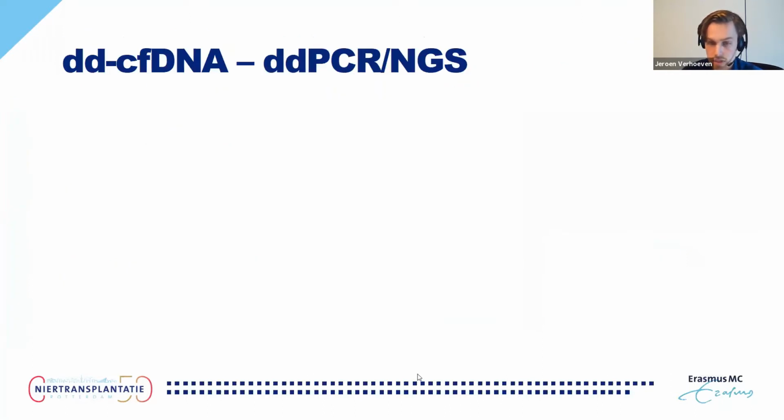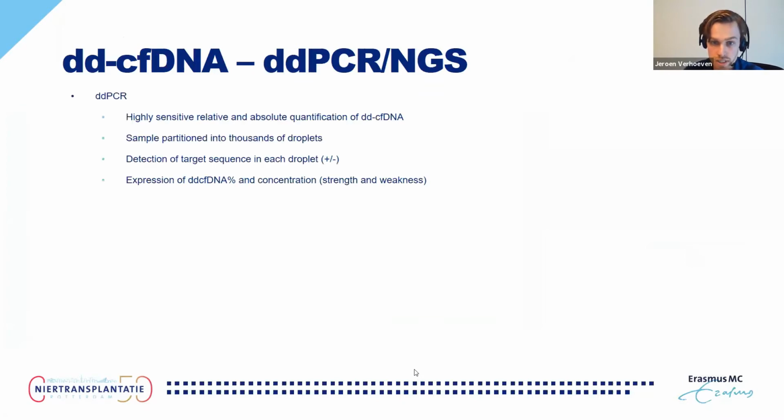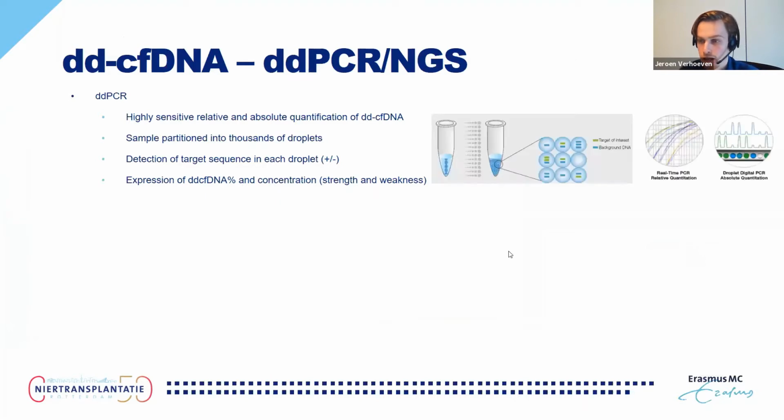The two quantification methods that are currently used are dd-PCR and NGS. So what is dd-PCR? Droplet digital PCR is a very sensitive PCR method to relatively and absolutely quantify donor-derived cell-free DNA. And here I show you how that happens. Compared to quantitative PCR, dd-PCR partitions the sample into thousands of droplets, and then in each droplet a PCR will be run.